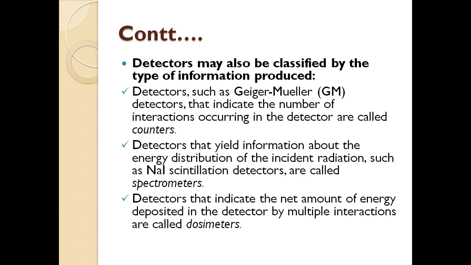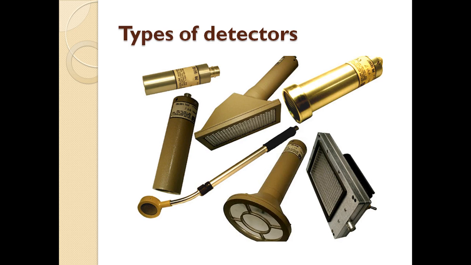Detectors may also be classified by the type of information produced. For example, Geiger-Müller counters may detect the number of interactions occurring in detectors. Detectors that yield information about the energy distribution of the incident radiation, such as sodium iodide, can be called spectrometers. Detectors can also be utilized to find out the amount of energy deposited in the detectors. These are called dosimeters. Here are some snapshots of detectors.